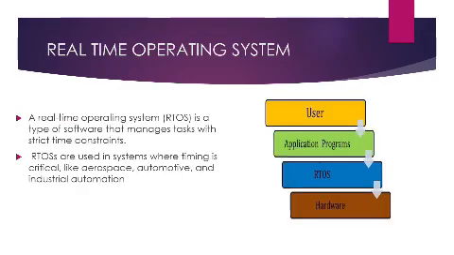Next, real-time operating system. A real-time operating system is a type of software that manages tasks with strict time constraints. For example, in this real-time operating system, timing is very critical, like in aerospace, automotive and industrial automation. It is the same as the operating systems we have seen before. Hardware controls the overall operating system and the real-time operating system has the applications which are used by the user. These continue like the previous operating systems. It is mainly based on the time constraints.